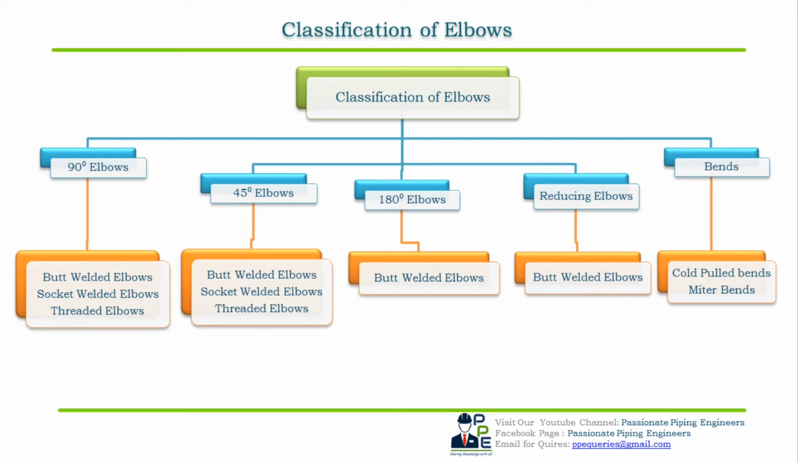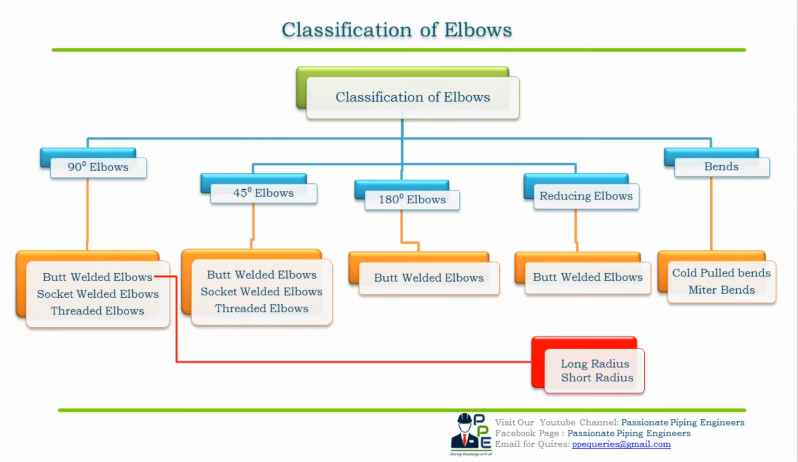In 90 degree butt welded elbows we have two types depending upon the radius. First is the long radius 90 degree elbow, and second is the short radius 90 degree elbow. In 180 degree elbows also we have long radius 180 degree elbow and short radius 180 degree elbow. Let us break down all these elbow types one by one according to the classification table. First we have 90 degree elbows.